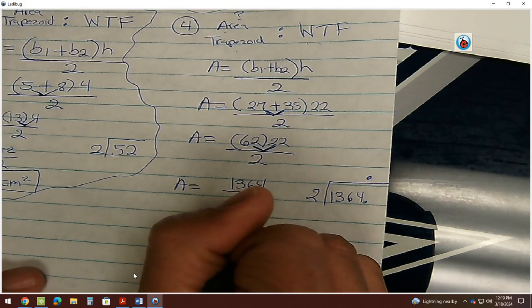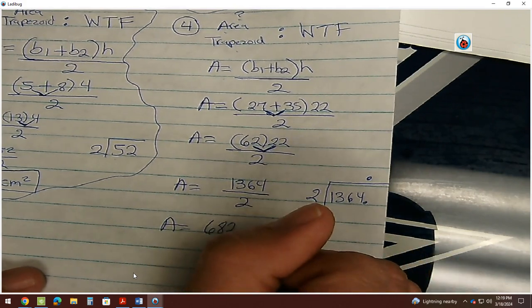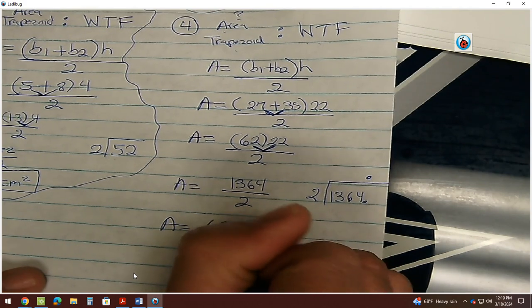682. Square what? Go read. We're doing number 4. Square what? Square feet. Good.